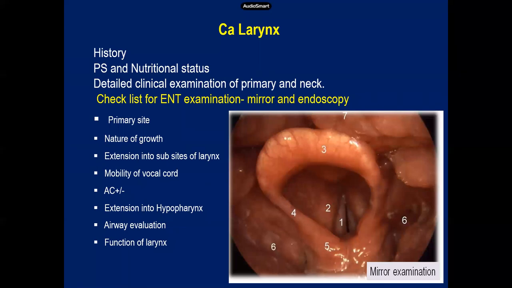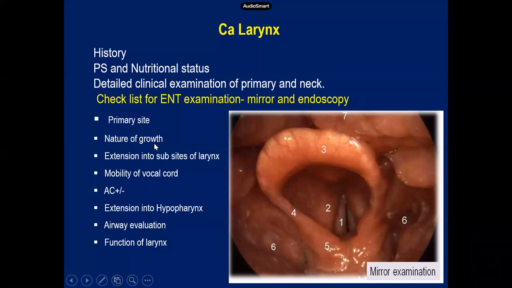During endoscopy, you should have a proper interaction with your head and neck surgical oncologist, because you need proper documentation of the endoscopic findings. This is very important, number one, for staging, to decide treatment. If you're going for radiotherapy, for radiotherapy portals, and whether the patient is a candidate for conservation surgery, and what about the function? These are all very important. So you should know where the primary site is, what the nature of the growth is, and what the extension in the subsites is. Extension into the subsites makes it T2.